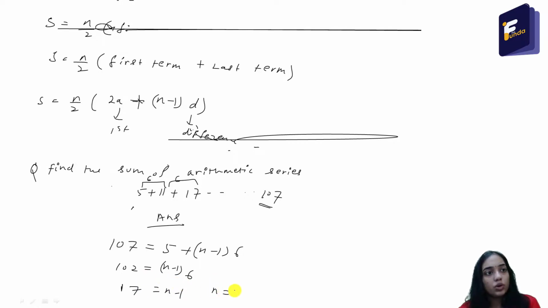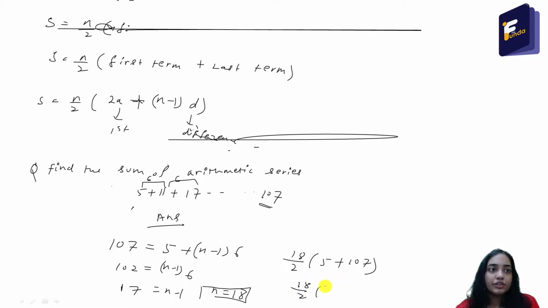So n equal to 18. So the number of terms in this sequence, in series, is 18. So what is the sum? Formula for sum: n by 2 into first term plus last term. So n is 18, n by 2 into first term is 5 plus last term is 107. So it is 18 by 2 into 112. So it is 18 into 56.